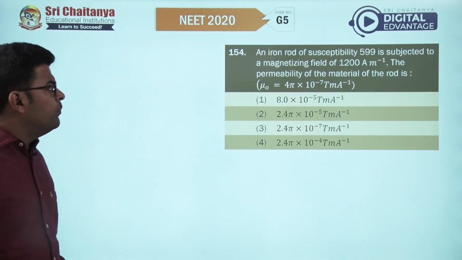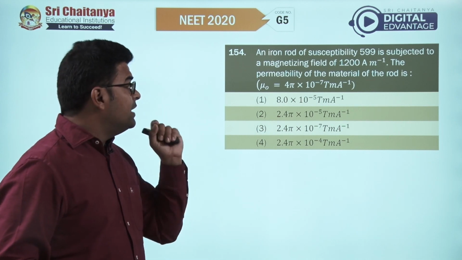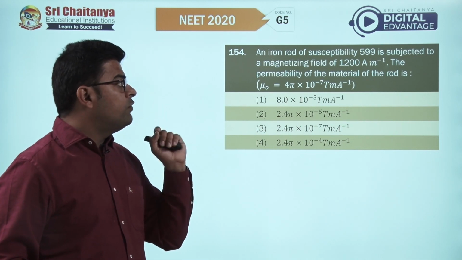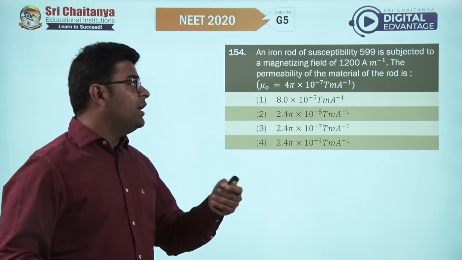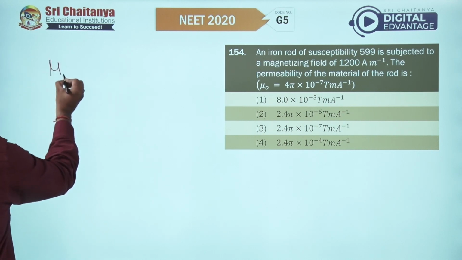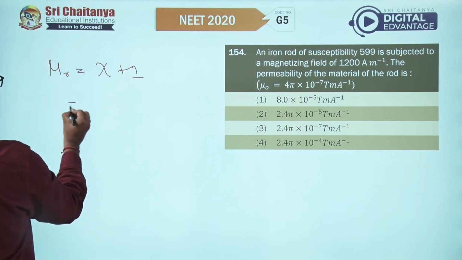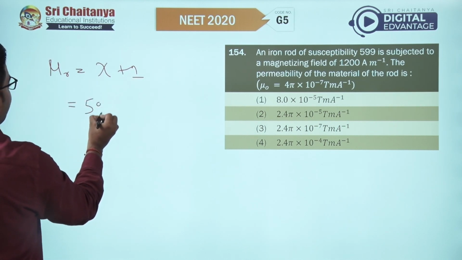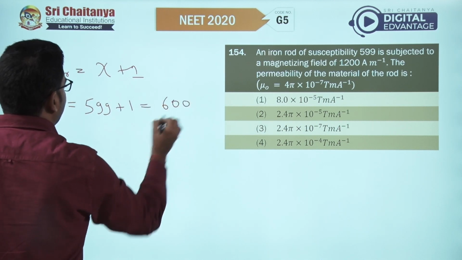Question number 154. An iron rod of susceptibility 599 is subjected to magnetizing field of 1200 ampere per meter. The permeability of the material of rod is. Now we know that the relative permeability of material is susceptibility plus 1. Susceptibility here is given as 599 plus 1. So relative permeability comes out to be 600.